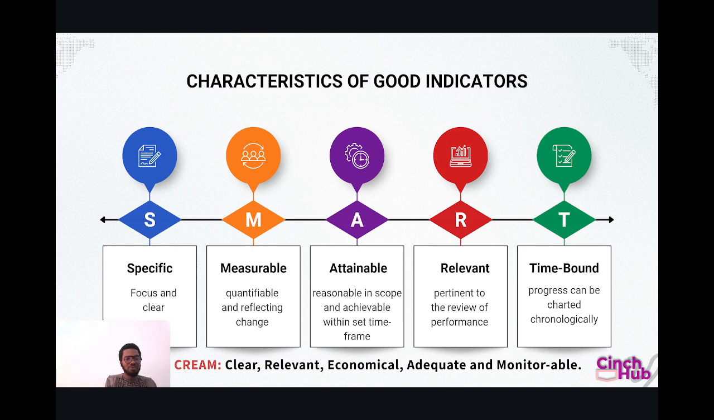So when you say attainable, it should be achievable. It shouldn't be something that is not achievable, all right. You cannot give an indicator that is not achievable. It should be relevant. It should be relevant. It should be something that is pertinent to the review of performance. It should be relevant to what?